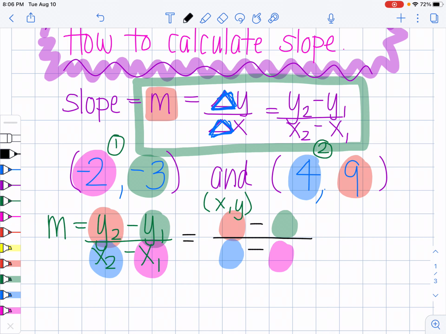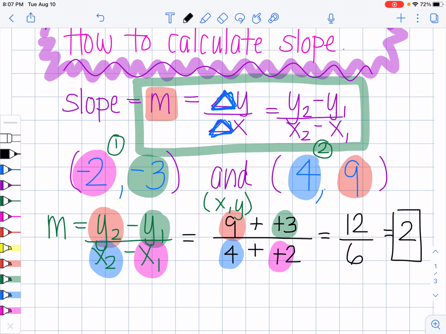So I fill in my numbers. In my second point, my y value is 9. In my first point, in the green, my y value is -3. In my second point, my x value is 4. And in my first point, my x value is -2. Okay, now I can mathematically figure this out. Remember, subtraction means I'm going to add the opposite. And on the bottom, I'm subtracting a negative, which means I'm going to add the opposite. So I end up with 9 plus 3, which is 12, and 4 plus 2, which is 6. And then I divide. 12 divided by 6 is equal to 2. 2 is my slope.